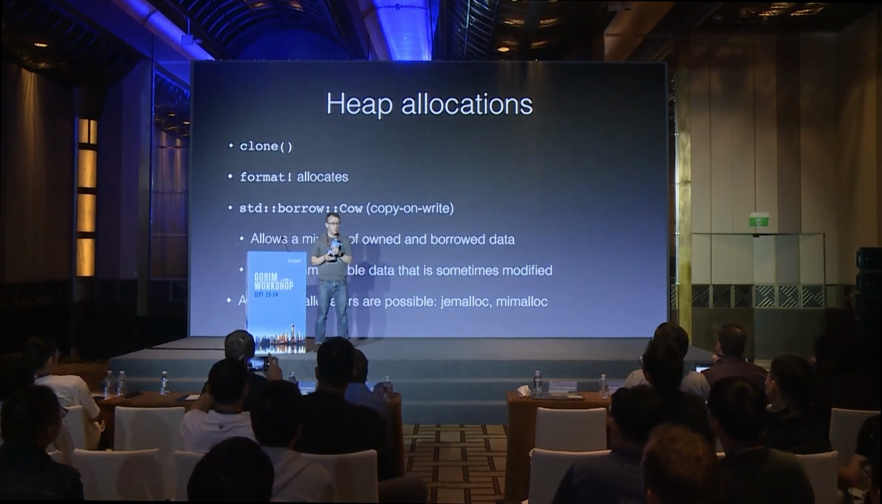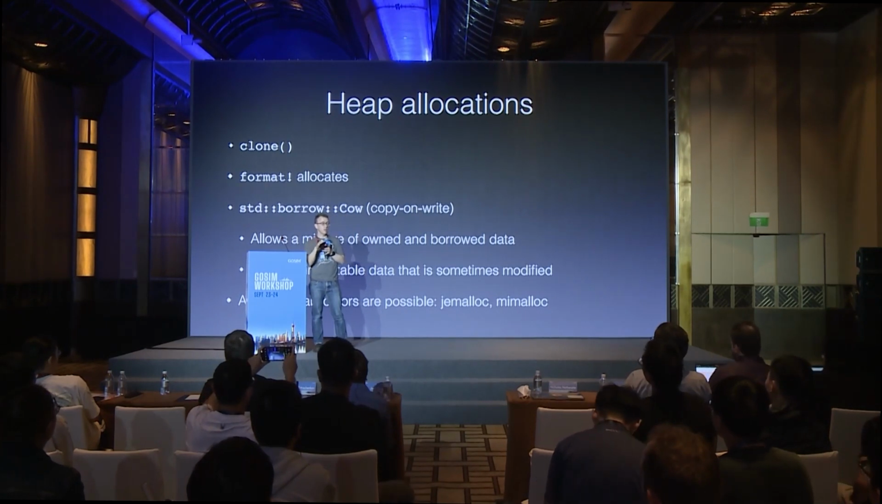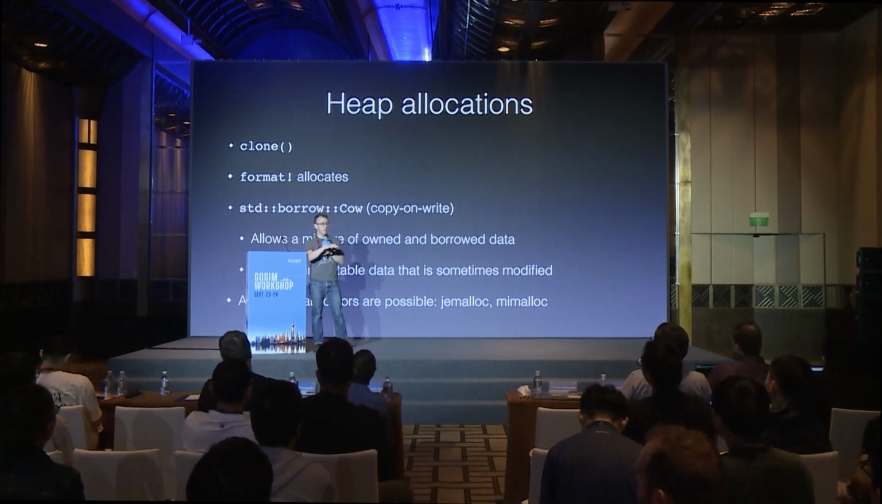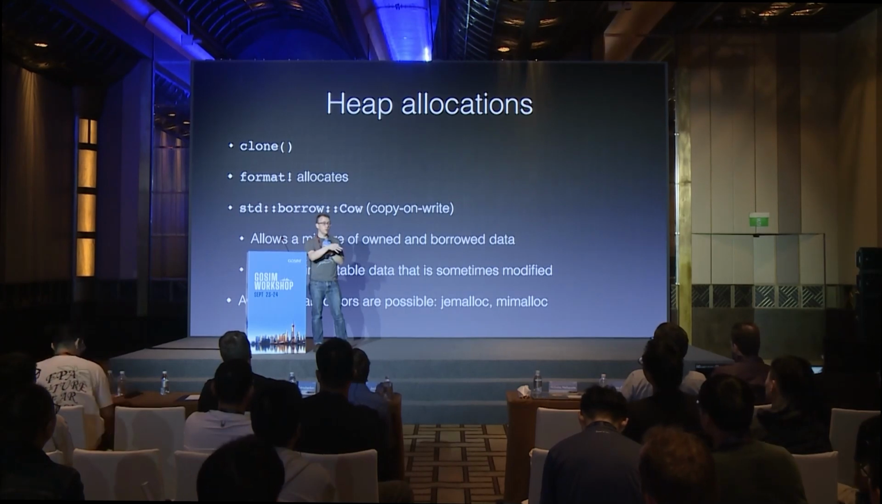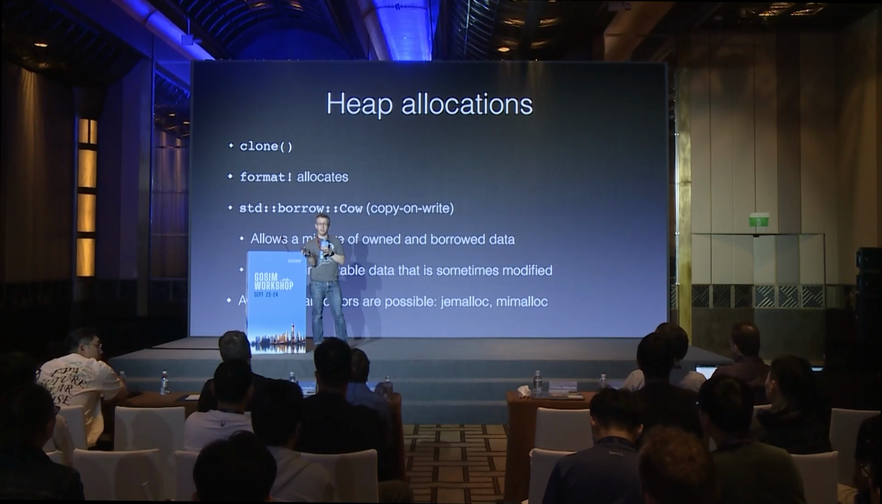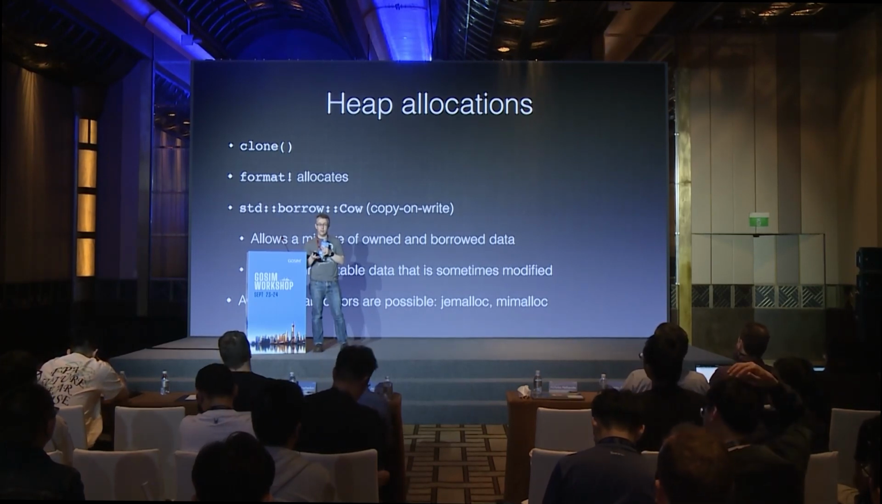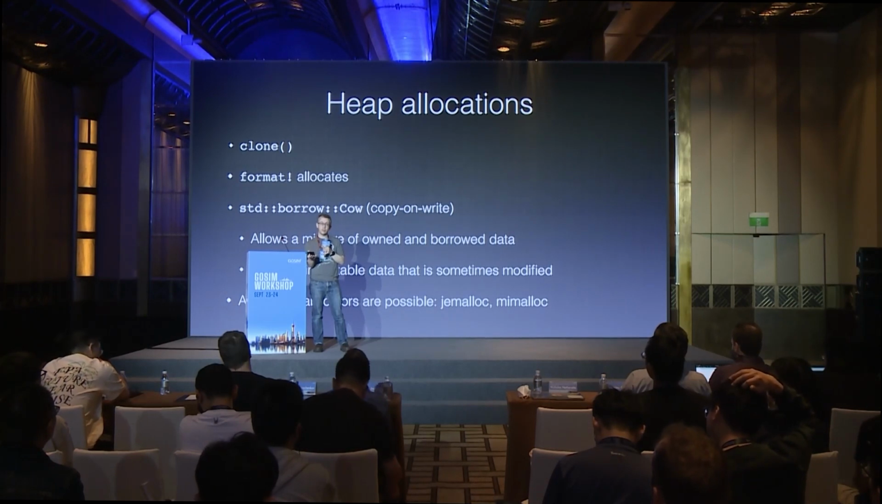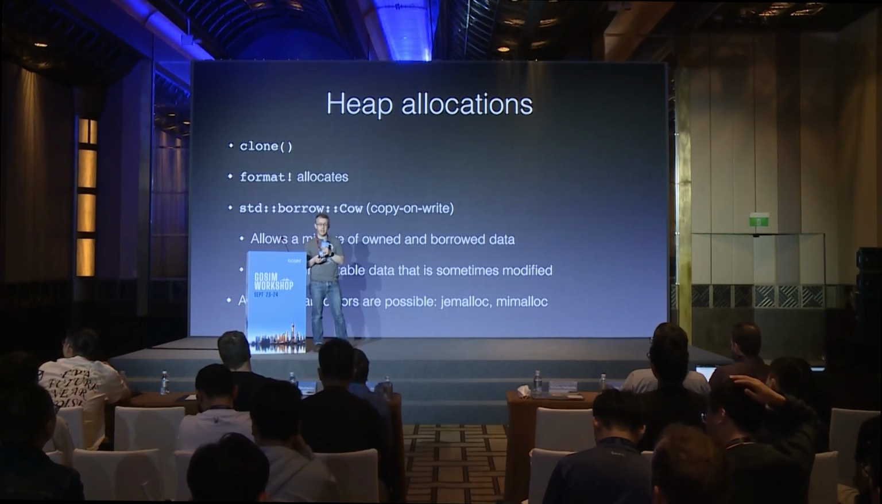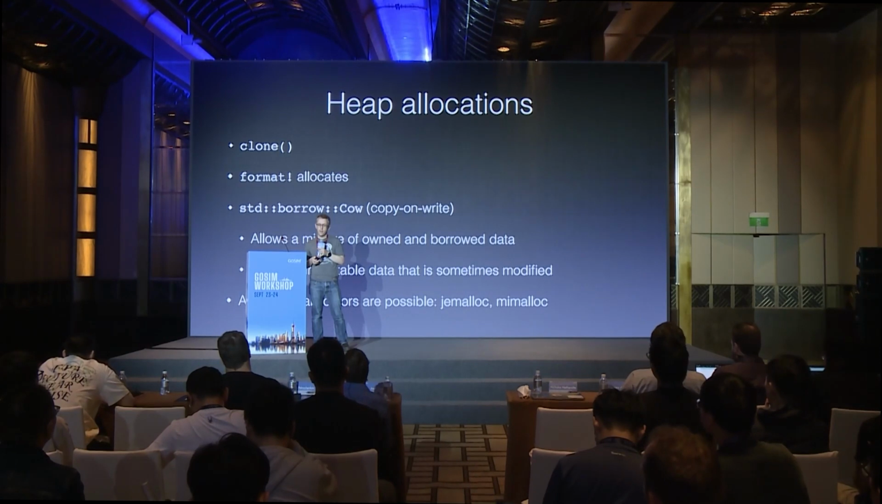So clone will do heap allocations if the type that you are cloning itself involves heap allocations. So for example, if you clone a Vec, because Vec is a heap allocated type, the result will obviously be heap allocated. The format macro also involves heap allocations because it's producing strings, and strings are a heap allocated type.